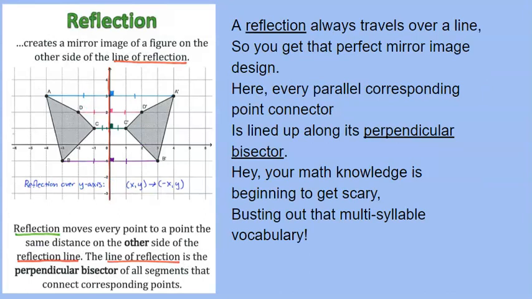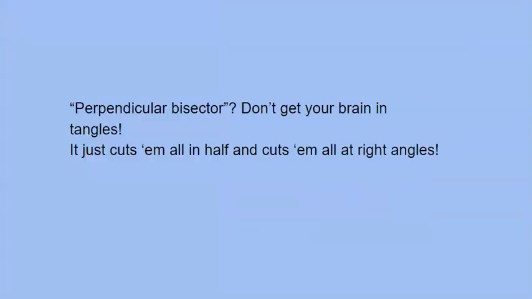A reflection always travels over a line, so you get that perfect mirror image design. Here, every parallel corresponding point connector is lined along its perpendicular bisector. Hey, your math knowledge is beginning to get scary, busting out the multisyllable vocabulary. Perpendicular bisector, don't get your brain entangled, just cuts them all in half and cuts them all at right angles.